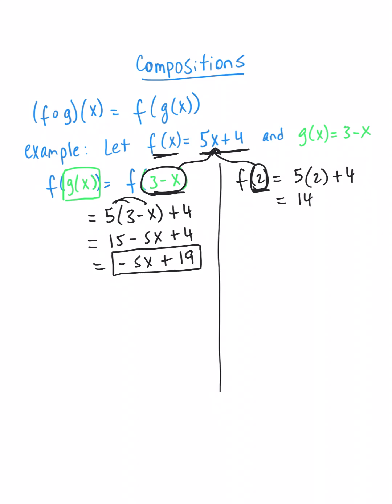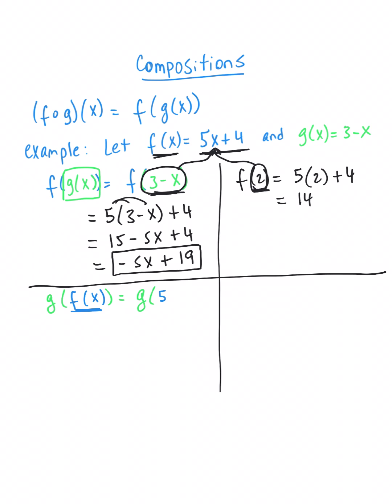Let's do another example. Let's find g of f of x. So again, I like to substitute what's inside the parentheses with f of x, which in this case is 5x plus 4. And just like if we were finding g of 2, we would plug in 2 for the x in g of x. So that would be 3 minus 2 to get us a final answer of 1.